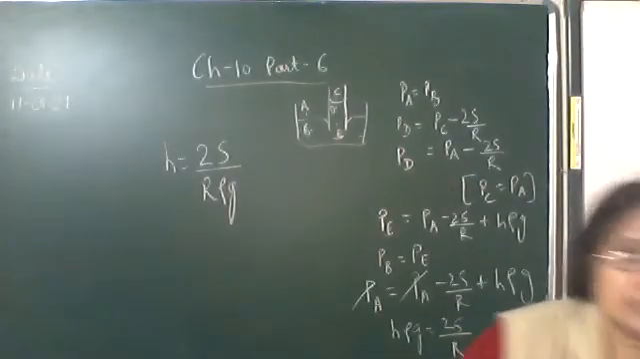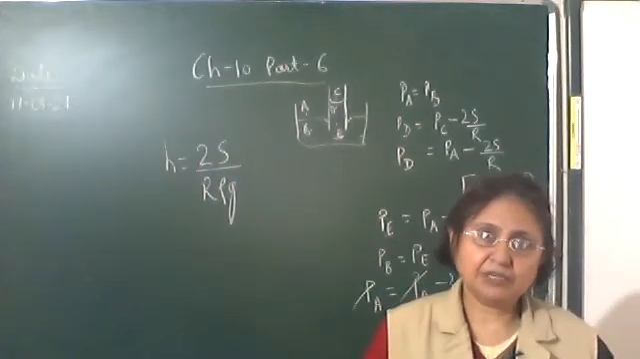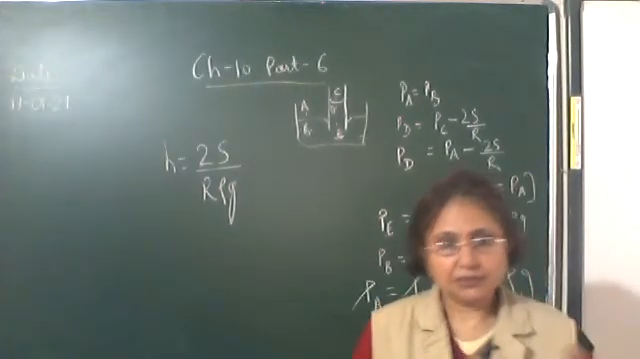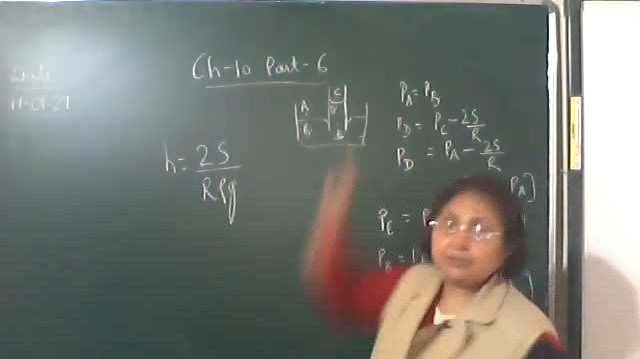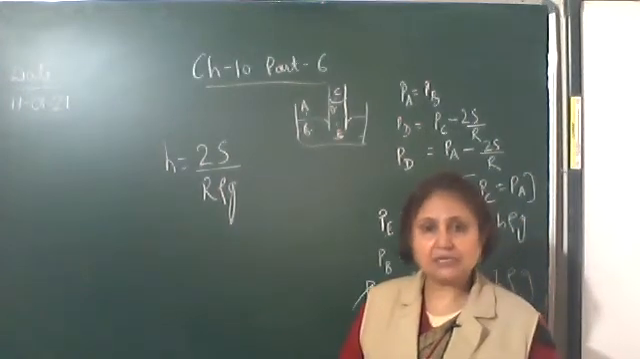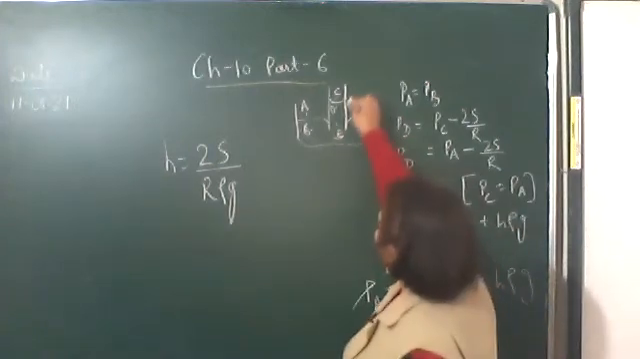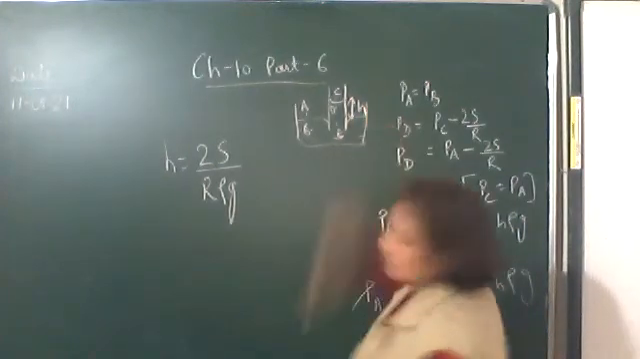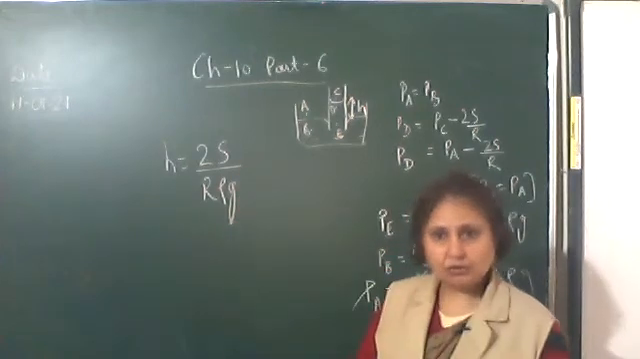Yes, so we were discussing the height to which the liquid rises in a capillary tube. We were deriving the formula of it. When a capillary is dipped in a liquid and the angle of contact is acute, that is less than 90 degrees, the liquid rises in the capillary. The height to which the liquid rises is given by 2S upon r rho g.